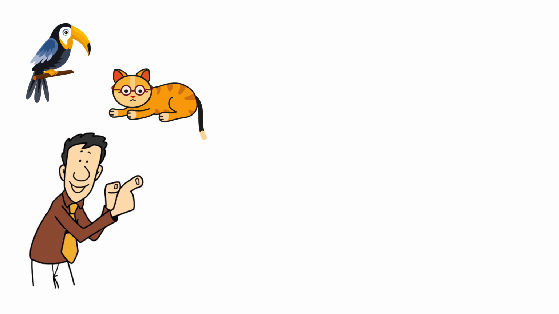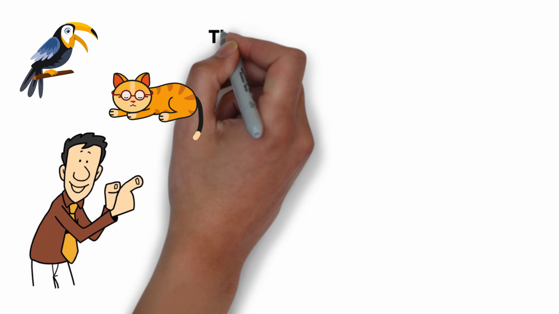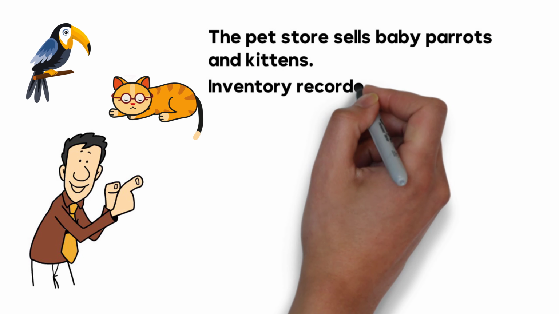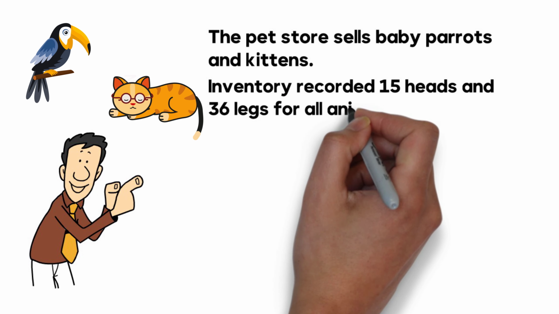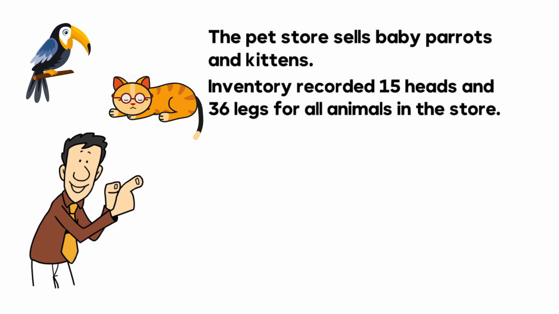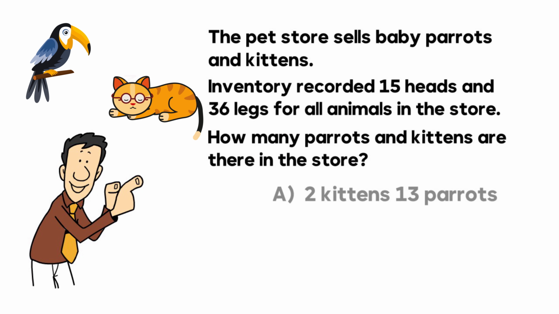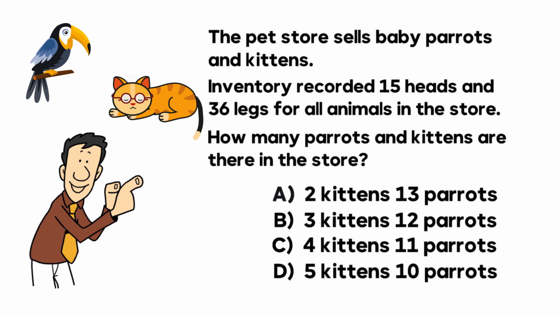Here is an excellent question, variations of which we very frequently see on the test. The pet store sells baby parrots and kittens. Inventory recorded 15 heads and 36 legs for all animals in the store. How many parrots and kittens are there in the store? And you have 4 different choices. Choice A, 2 kittens and 13 parrots. Choice B, 3 kittens and 12 parrots. Choice C, 4 kittens and 11 parrots. And choice D, 5 kittens and 10 parrots.